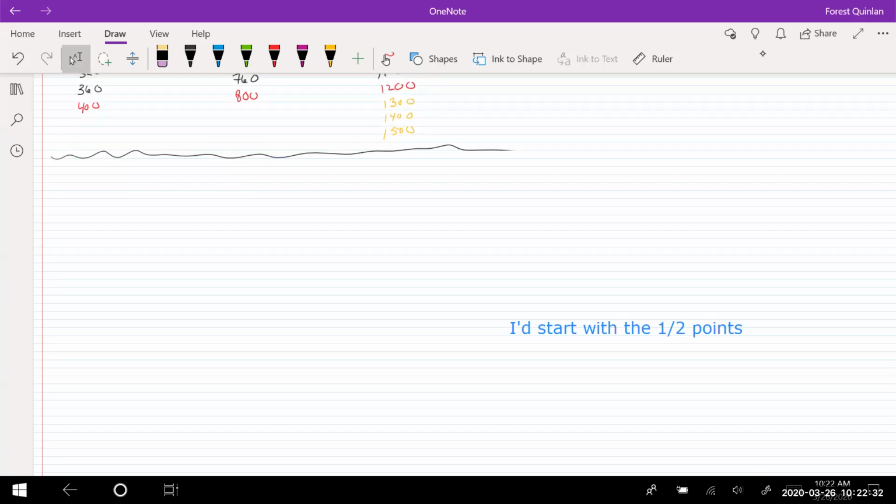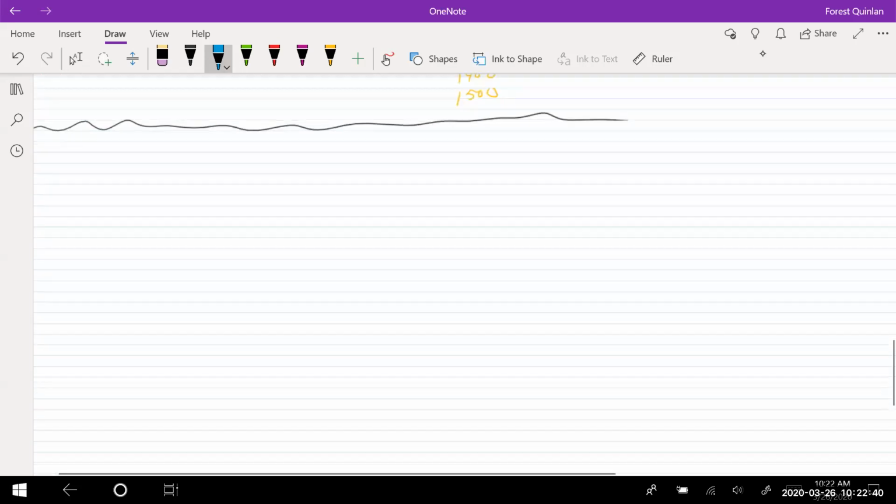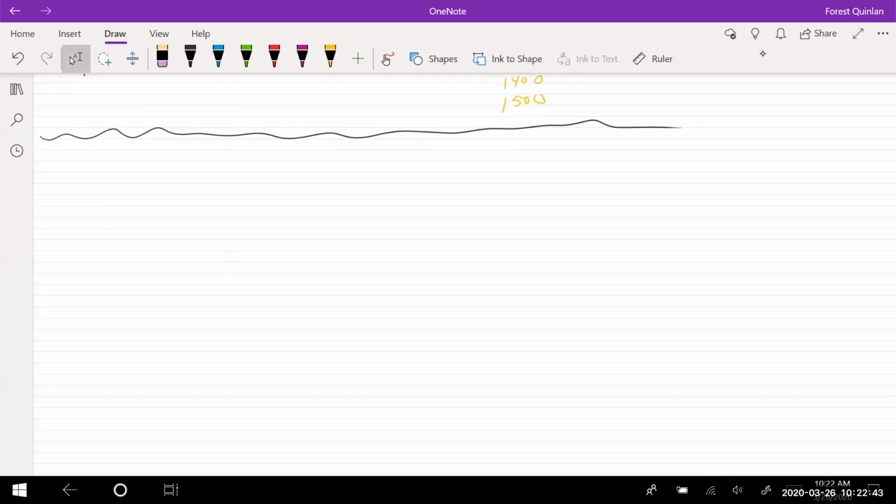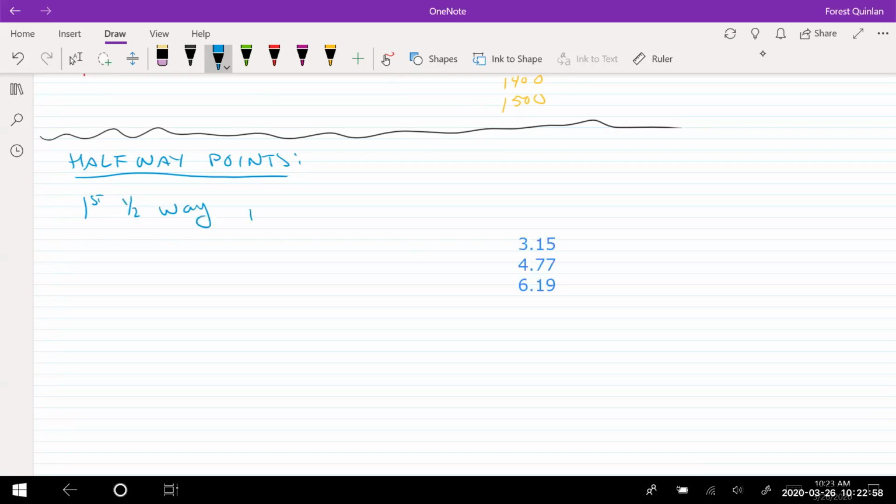All right, someone said they start with the half points. Yeah, I say why not? So let's do our halfway points. I think those are going to be nice, and I believe I put those in blue. So let's do the halfway points. So the first halfway, pH equals pKa1. So hopefully that won't go away, Dal, since you got them up for us.